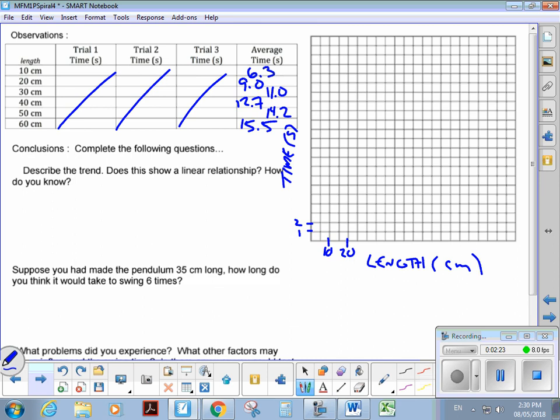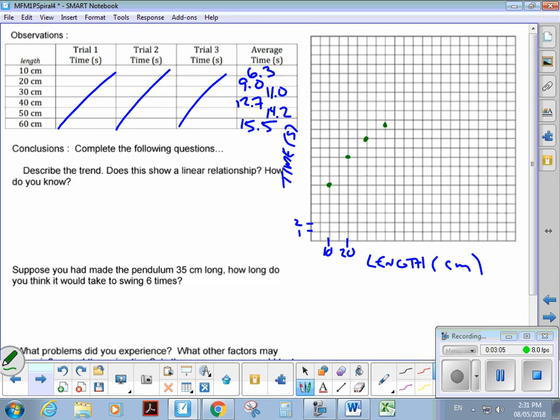All right, so I'm going to plot these points as best I can with the smartboard. So 10 centimeters was 6 seconds. So 1, 2, 3, 4, 5, 6. At 20, it was 9, 7, 8, 9. At 30, it's 11. At 40 centimeters, it's 12 and a half-ish. So that's 11, 12 and a half, 12.7 in there somewhere.